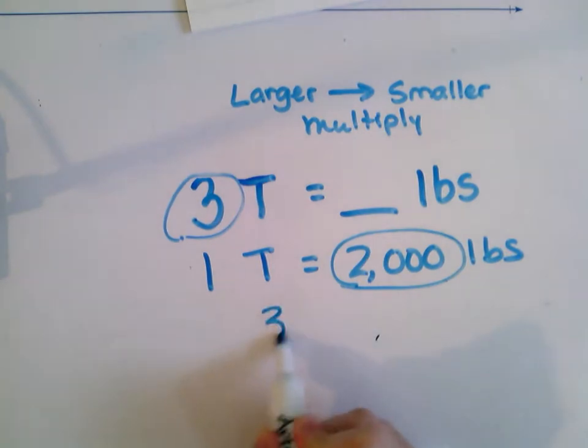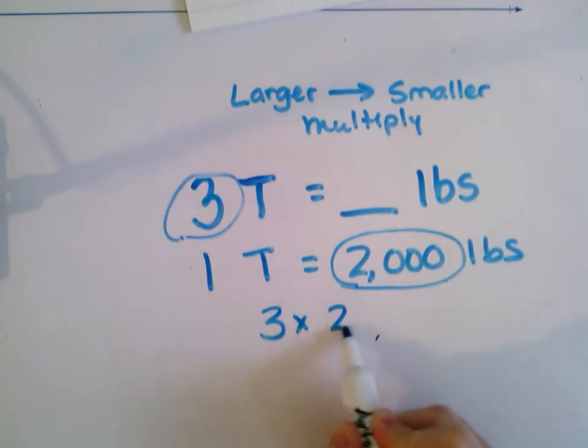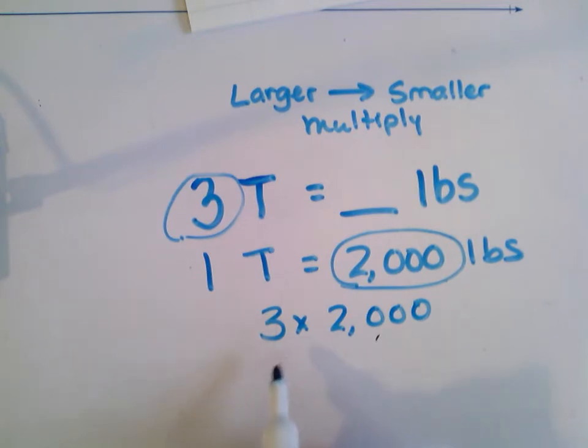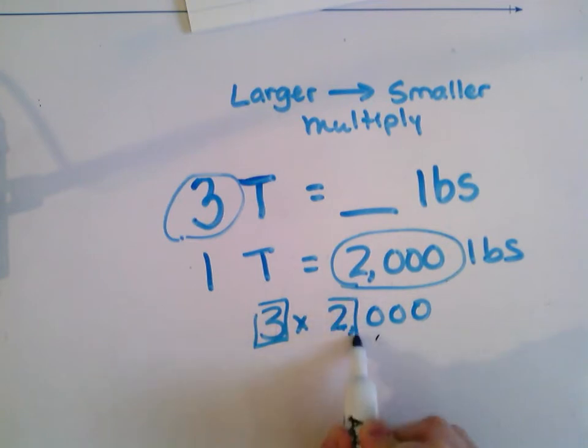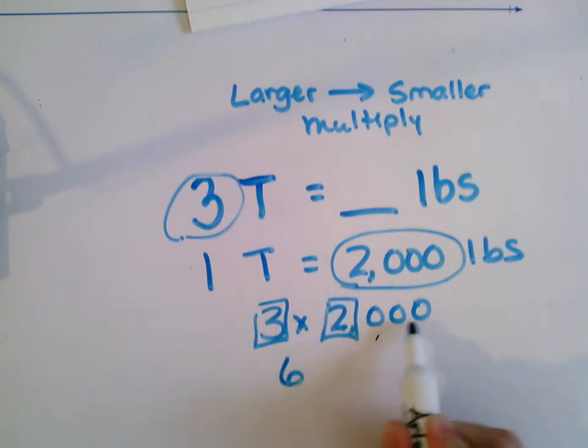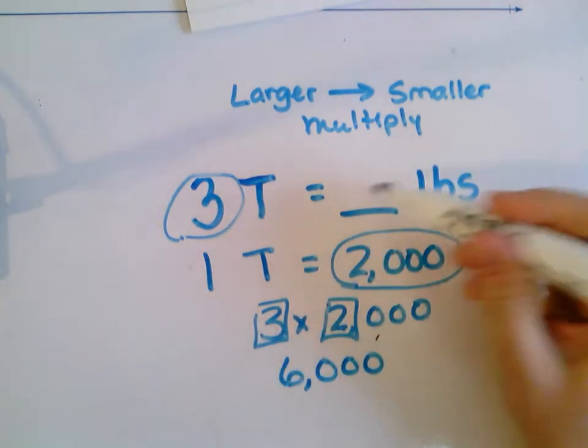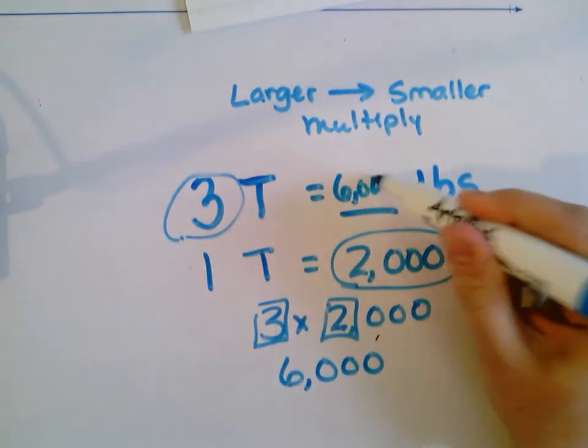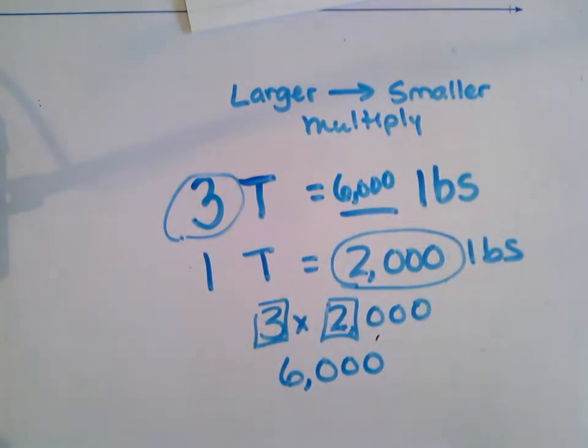So 3 times 2,000. And we're going to use our little basic fact trick. 3 times 2 is 6. And then I'm going to have my 3 zeros. So 3 tons is 6,000 pounds. Let's try another one like that.